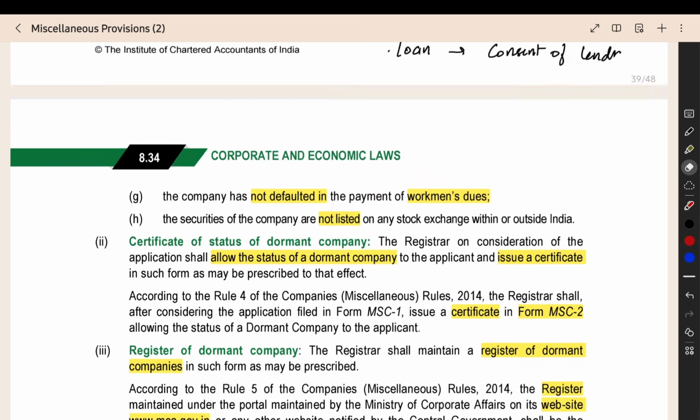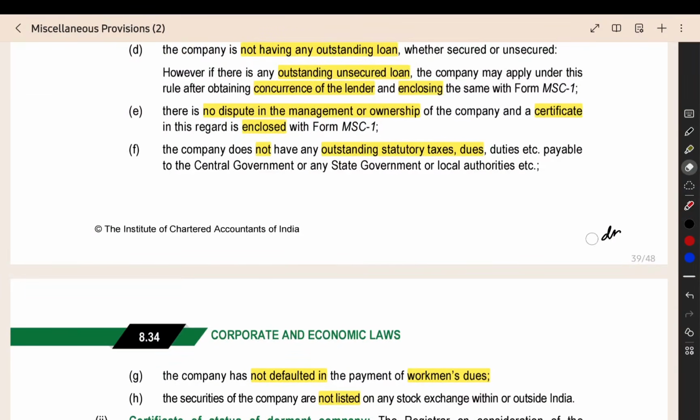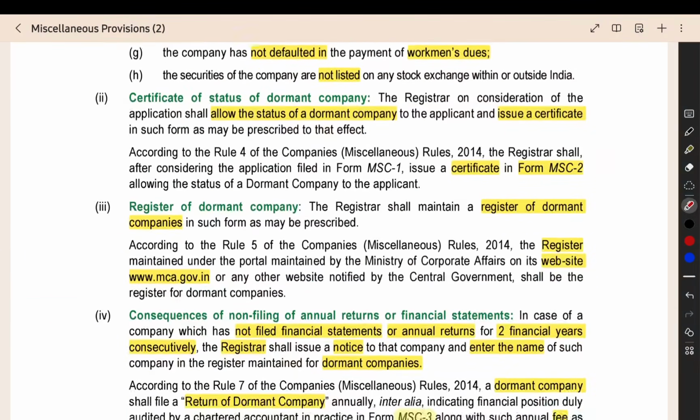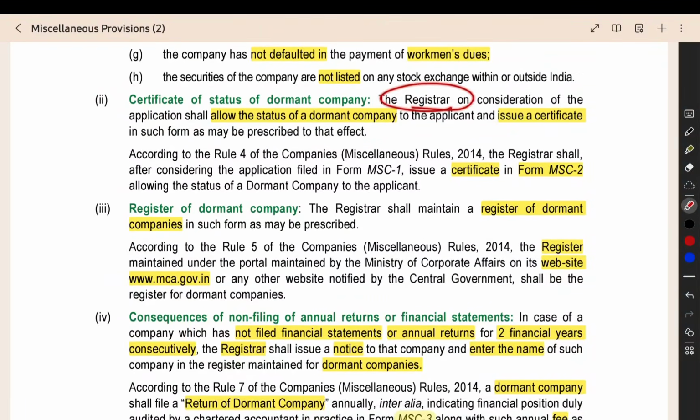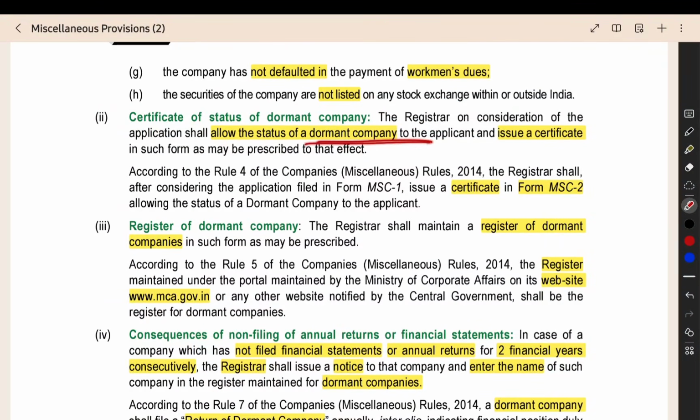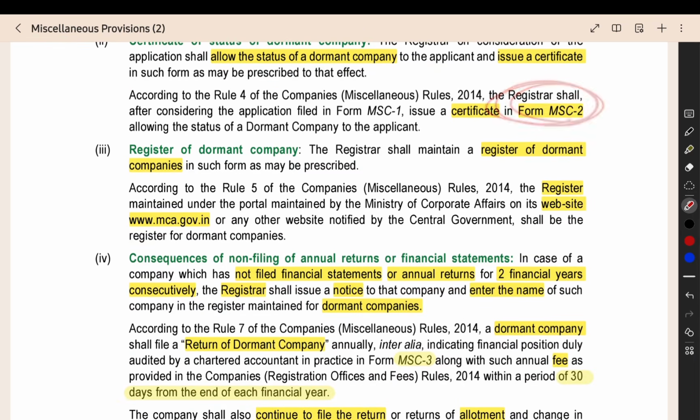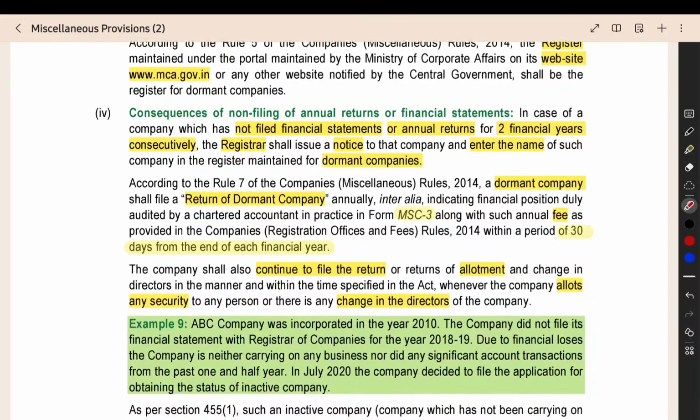Then securities are not listed. A listed company cannot get the dormant company tag. It should be an unlisted company. Then the registrar, after seeing whether you are eligible or not, will give you the status of dormant company. The certificate of dormant company will be in the form MSC2. Then the registrar will have a register of dormant companies. In that he will enter the name of your company also.